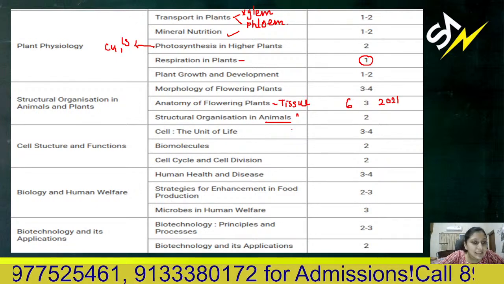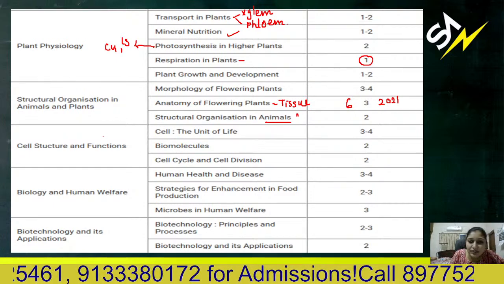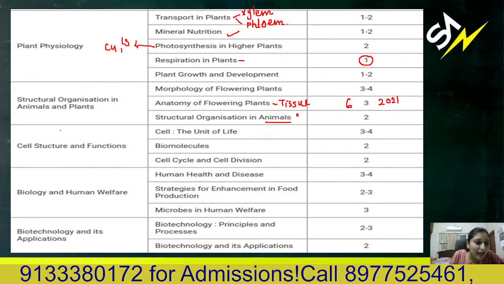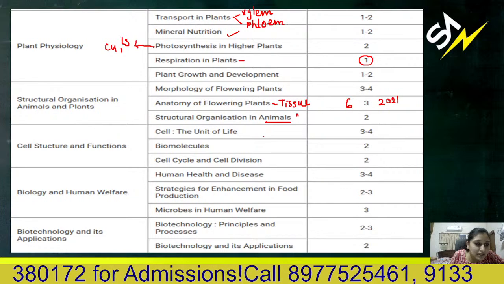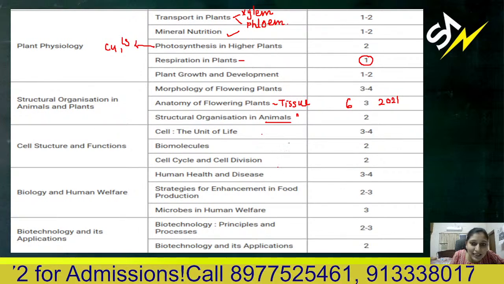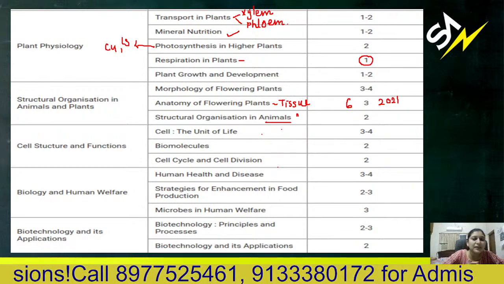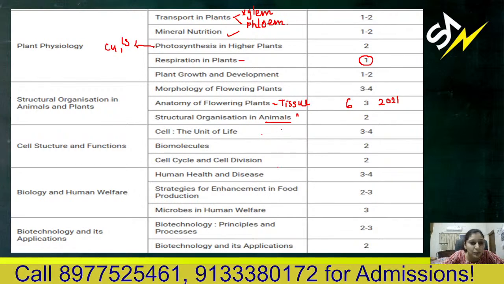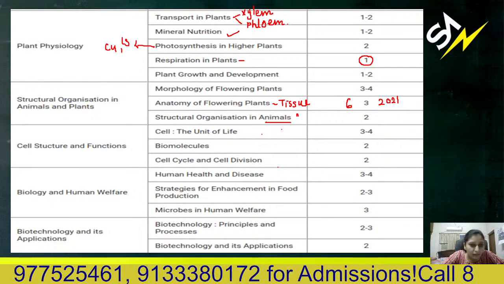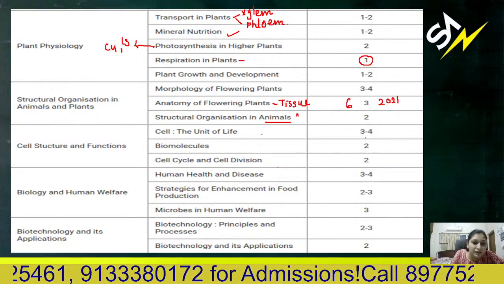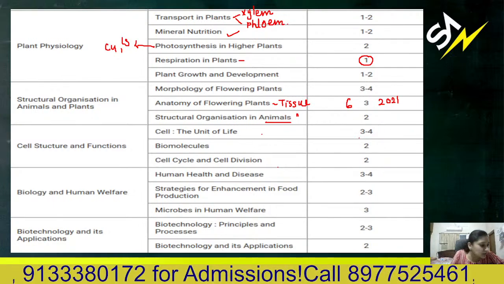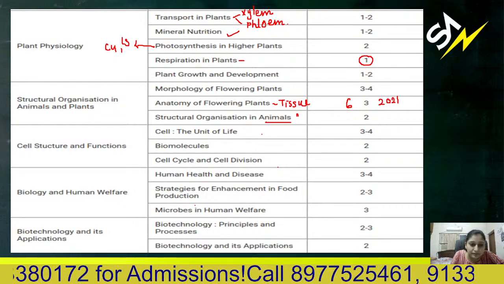Then cell structure and function. As I have told you, this is short, sweet and easy-peasy. The cell and the cell cycle: from these 2 chapters only you can expect around 6 to 7 questions. Biomolecules separately 2 to 3 questions.